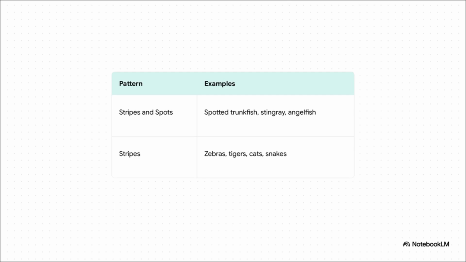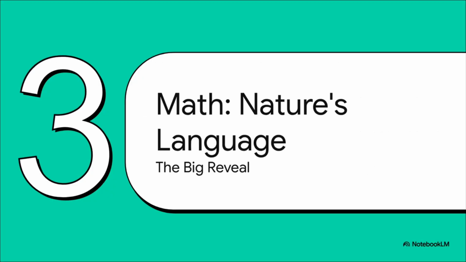We can make a category called stripes and spots for fish like the trunkfish and the angelfish, or a category just for stripes for animals like tigers, zebras, and even some snakes. All of a sudden, nature isn't just a collection of cool animals. It's like a living library of patterns. Okay, so we've seen patterns, we've started to categorize them.